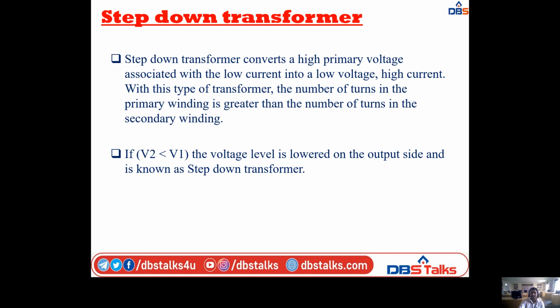Okay, next the step down transformer. The step down transformer converts a high primary voltage associated with low current into a low voltage high current. Okay, with this type of transformer, the number of turns in the primary winding is greater than the number of turns in the secondary winding. So that means if V2 is less than V1, the voltage level is lowered on the output side and it is known as a step down transformer.